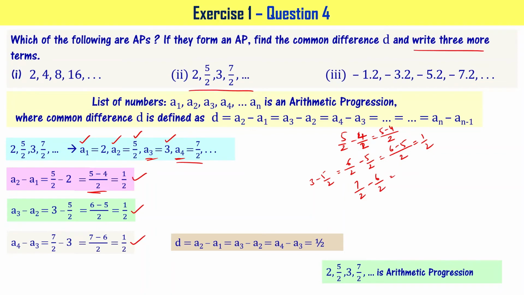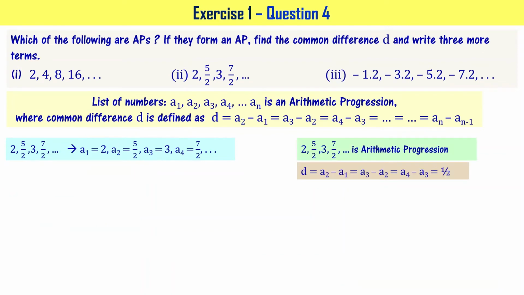Now, if it is an arithmetic progression, we have the next step to do. That is, write 3 more terms. Let's do that. Now we have seen, up to the 4th term we have, right? 3 more terms, meaning we have to write the 5th term, 6th term, and 7th term, right? The 5th term can be written as A5 equal to A4 plus D, right? 7 by 2 plus 1 by 2. That is going to be 7 plus 1 divided by 2, that is equal to 8 by 2, that is equal to 4, right? A5 we have, that is 4 now.